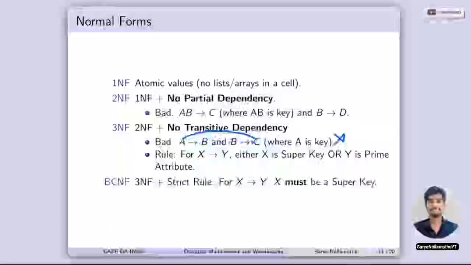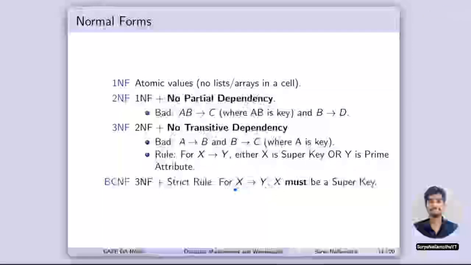If that happens, then a transitive dependency occurs and 3NF will fail. If it does not happen, then 3NF will be successful. After 3NF is successful, then go to BCNF, which means Boyce-Codd normal form. After 3NF, go to the strict rule.